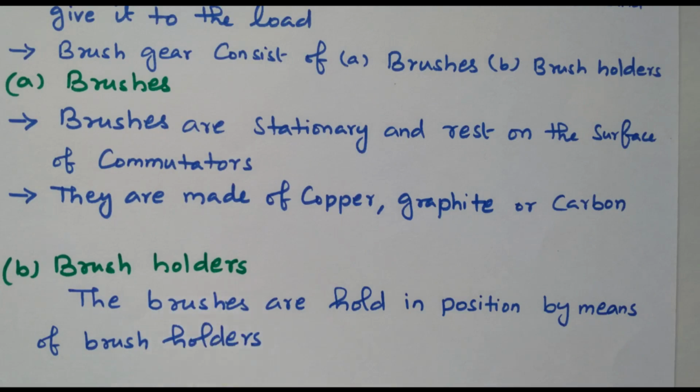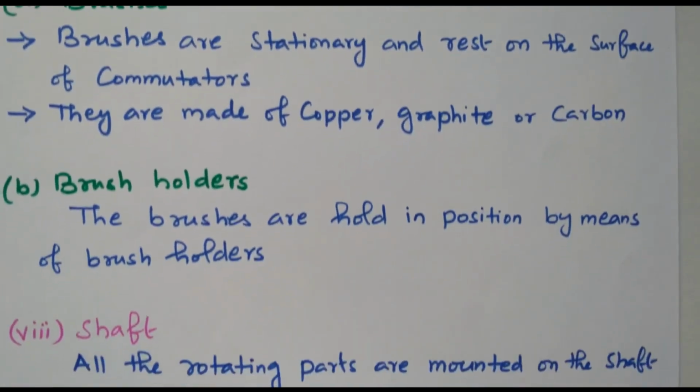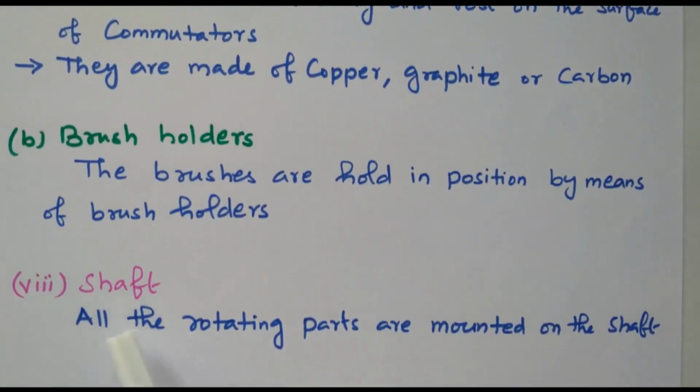So the commutator is the place to supply the current or take the current from the armature. That is done through these brushes. The current is taken or given by the brushes. So finally what we have is the shaft. All rotating parts are mounted on the shaft, that is, the armature winding, commutator, everything is mounted. So it is a rotating part.